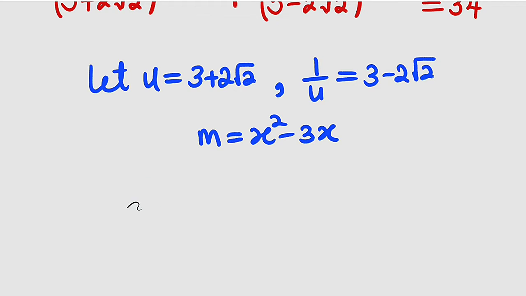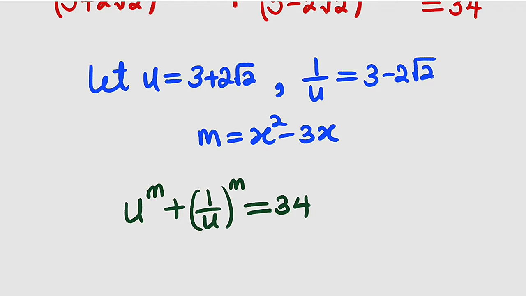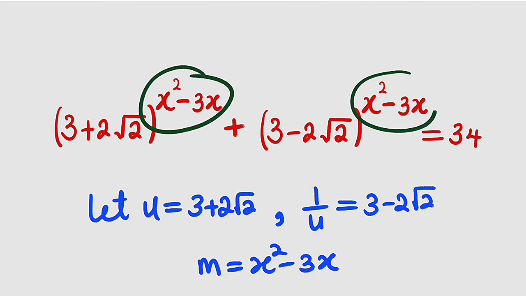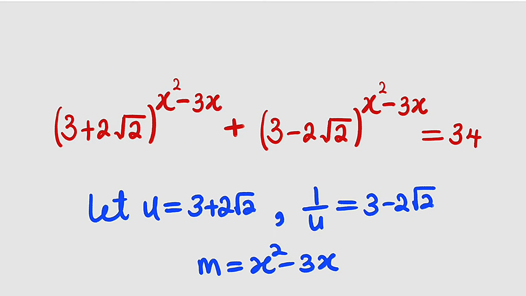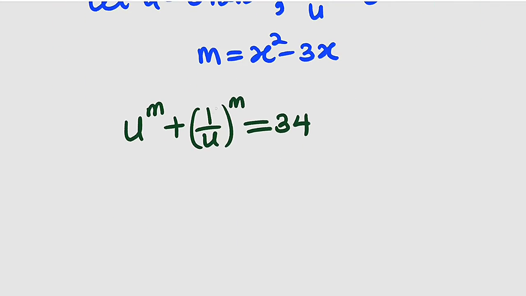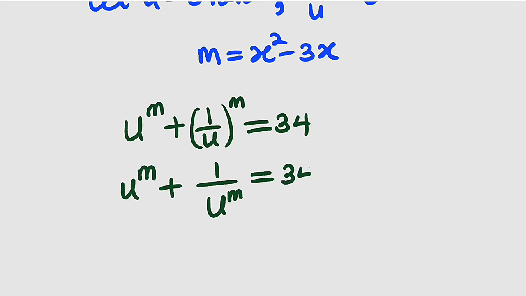All right, let's back substitute. Our equation now becomes u raised to the power of m plus 1 divided by u raised to the power of m, and the whole of this equals 34, because they have the same exponents and we have already declared them with m. 1 to the power of m is still 1, so this is the same thing as 1 divided by u to the power of m. So we have u to the power of m plus 1 divided by u to the power of m equals 34.